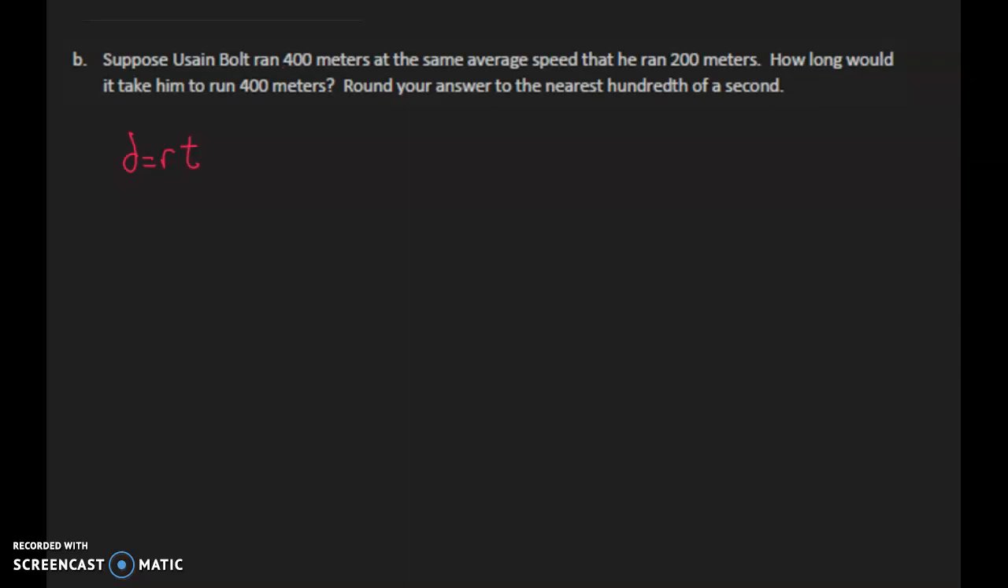How we know is we know the distance is 400 meters. We know the rate from example 2a because it said at the same average speed. So in example 2a, the rate was about 10.35 meters per second. And then it asks us how long. So that's saying how much time. So that tells me we don't know the t. So our equation is 400 equals 10.35t.